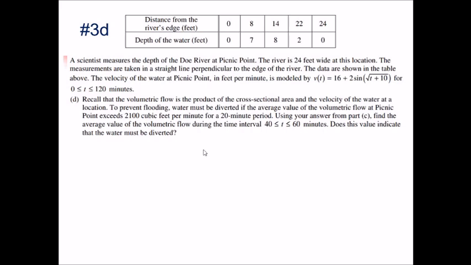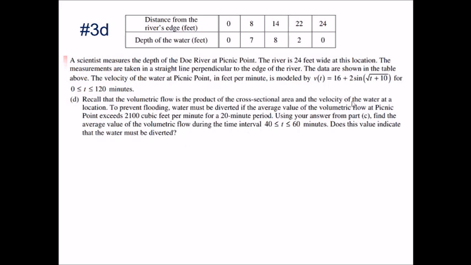For this last part of the problem, recall that volumetric flow is the product of cross-sectional area and velocity at a location. Well, how could we forget? To prevent flooding, water must be diverted if the average value of the flow exceeds 2,100 cubic feet for a 20-minute period. So using our answer from part C, we want to find the average flow on the time interval 40 to 60 minutes and see if this value indicates that water must be diverted.